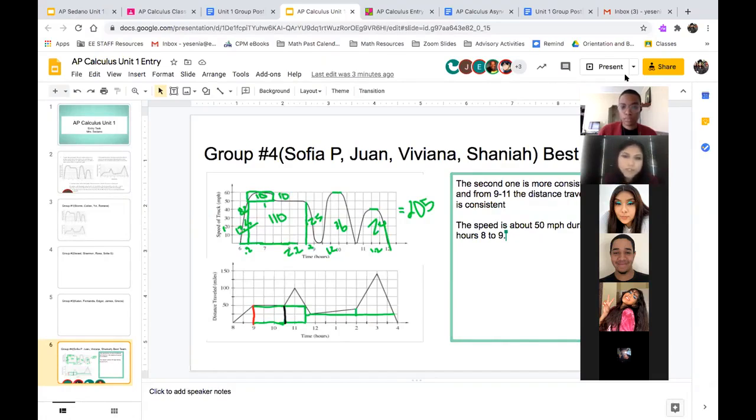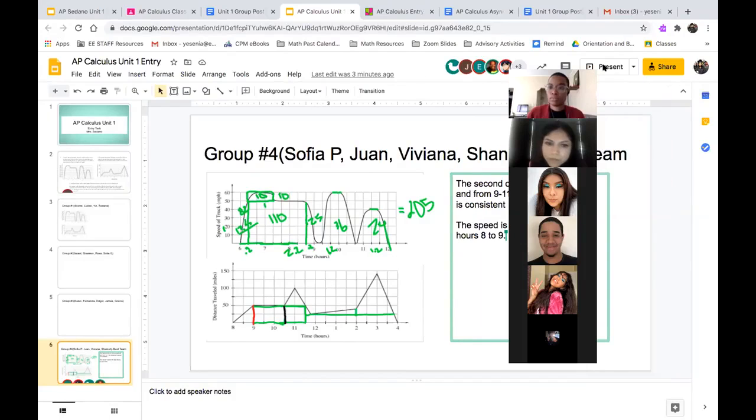Okay. And if anyone has a deeper idea about why the first hour is 50 miles per hour, maybe related to the shape or what's going on in the graph, feel free to jump in. You can use the formula too, I think, because if distance is equal to speed times time, then you can make it so that speed is equal to distance divided by time.